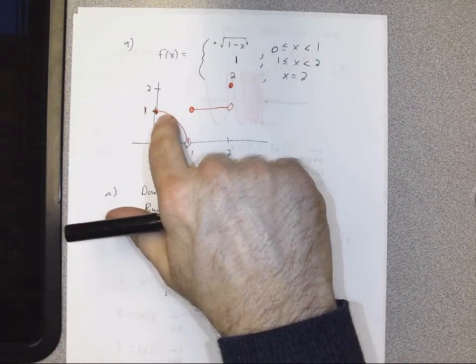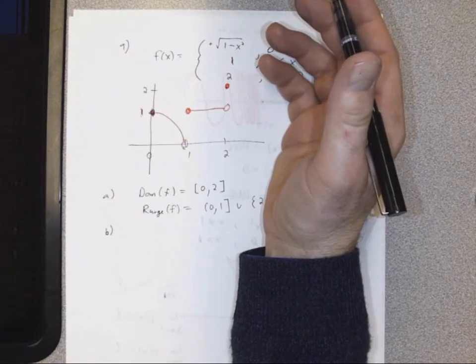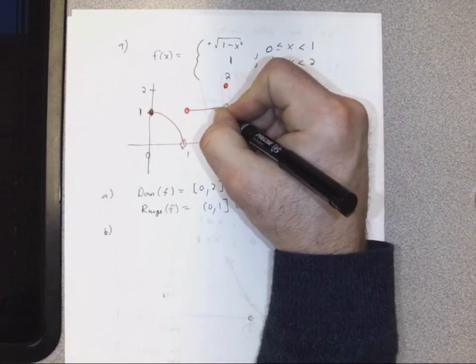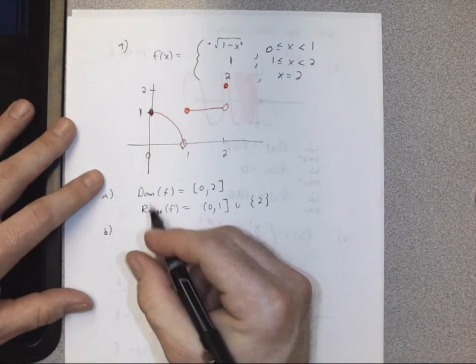Because this has a limit from the right. Like this point right here has a limit from the right, but it doesn't have a limit from the left. You guys agree? So I don't want to include it. I know they do, and it bothers me, okay? This one has a limit from the left, but doesn't have a limit from the right. You guys agree? So this is what I'm writing, and the heck with them.